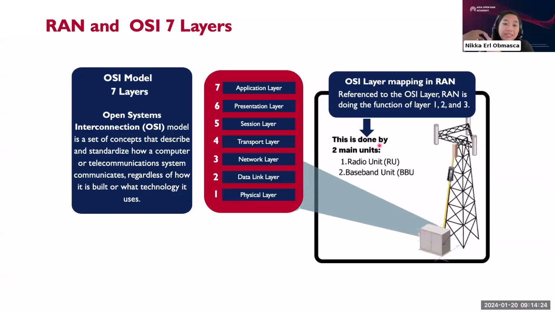So this is mostly responsible for routing data between different devices on the network, using protocols such as IP or MPLS. The fourth one we have is the transport layer. This layer is responsible for ensuring reliable and efficient data transfer between the devices on the network. It uses protocols such as TCP or UDP.